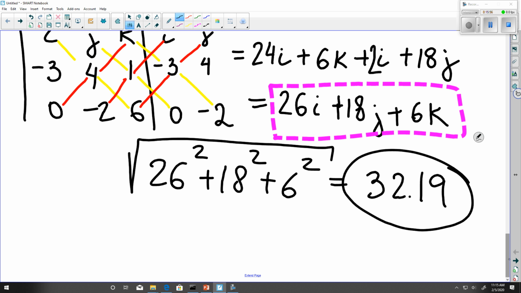It has to be some number. We're talking about the area of some geometric shape. So if you got a vector at the end, you got something wrong. It has to be a number.